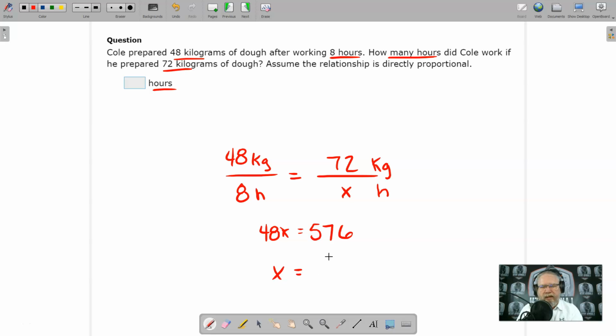Now I need to divide both sides by 48. It's going to leave me x on the left, and I've already got 576 on my calculator, so that's real handy. We're going to divide that by 48, and it's going to give us an answer of 12. So it would take 12 hours.